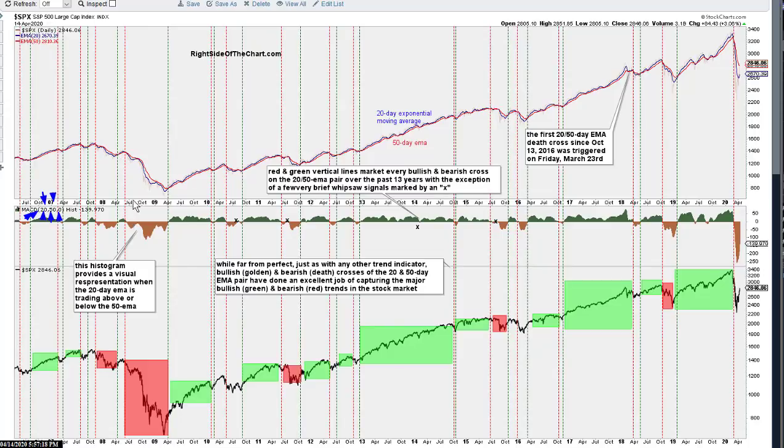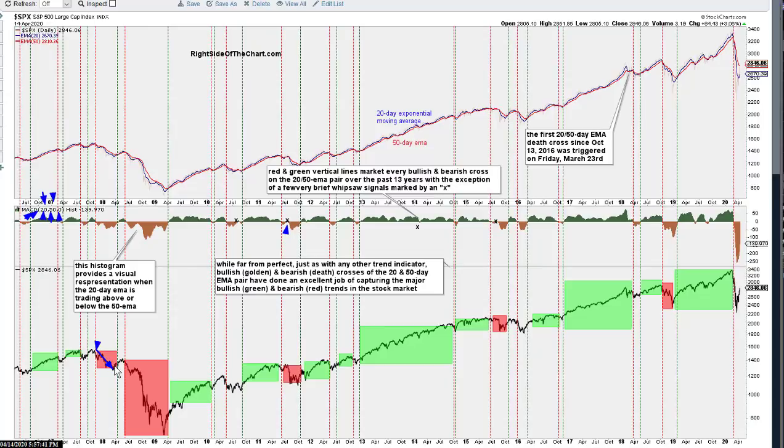It'll show you when these lines cross in histogram form, when they cross below or above the 0 line. And you can see nothing's perfect. There's a few X's in there. Those are whipsaw signals, but for the most part, because it's a faster trend indicator, it gets you in and out. And you can see this was the last bear market in 2008, so it got you in pretty darn early near the top, and kept you short almost the entire time.